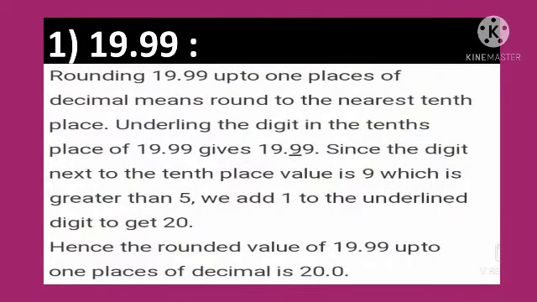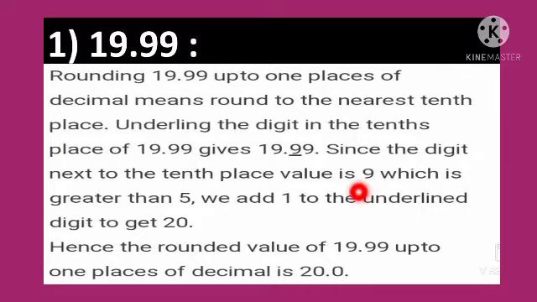Problem. Round the following decimal numbers up to 1 place of decimal. 19.99. First, rounding 19.99 up to 1 place of decimal means round to the nearest 10th place. As our first step, underlining the digit in the 10th place of the decimal number 19.99 gives 19.99. Here 9 is the underlined digit, and the digit next to the 10th place value is 9.